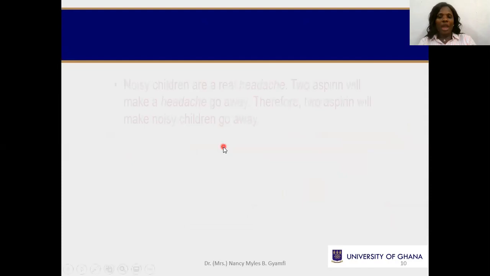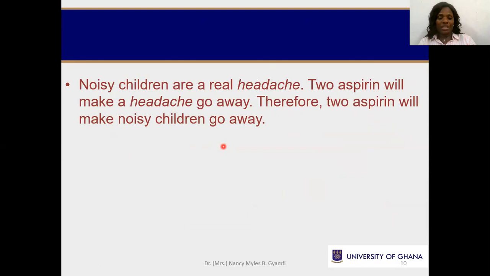So on the screen now, look at one example again, credit to my colleague. Noisy children are a real headache. Two aspirin will make a headache go away. Therefore, two aspirin will make noisy children go away. Here we are talking about children being a real headache. And then the second use of the word headache. So equivocation says that there is headache here, headache there. We are using the word headache twice, but in each of the uses, we mean it differently. And so if we don't correct it, then we say two aspirin will make noisy children go away. Now that is equivocation. This is not ambiguity per se.